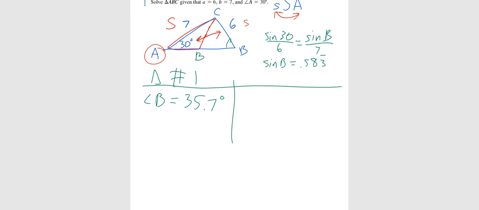The first triangle looks like this. It's got 30 down here, it's got 7 here and 6 there. The second triangle has 30 down here, 7 there, but 6 coming back like this.